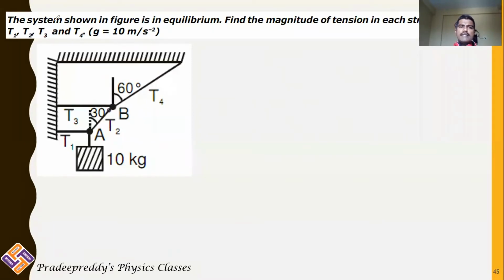See, the system shown in the figure is in equilibrium. Equilibrium means the net force acting at any point is equal to 0. Find the magnitude of tension in each string. T1, T2, T3, T4 are the tensions. You need to find all of those.